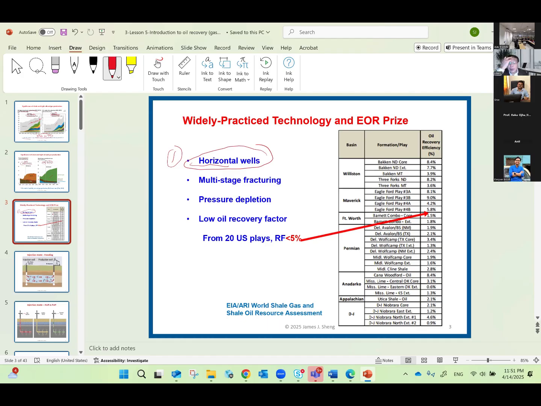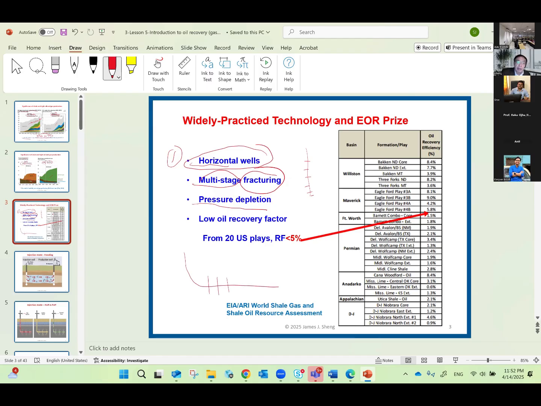Then because the shale permeability is low, what do we need to do? We need to fracture, and even use multi-stage fracturing. So what is multi-stage fracturing? Here you have many stages, and after that you deplete it. So basically, it's schematically like this one.